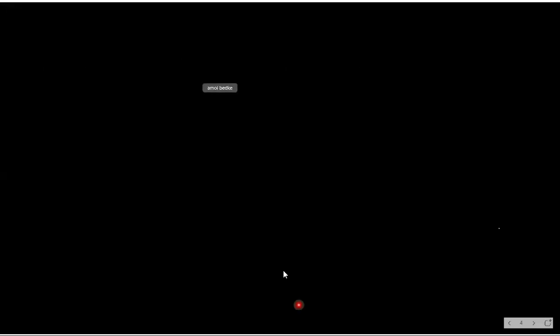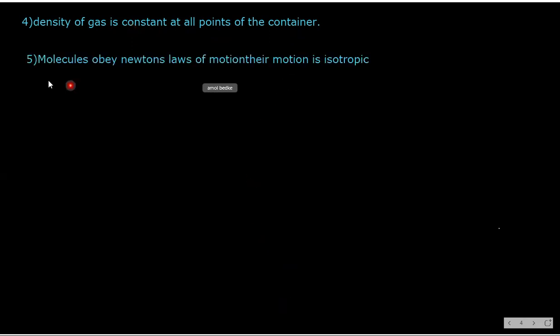So let's see the fourth assumption. Density of gas is constant at all points of the container. Means mass per unit volume is the same everywhere. It is not somewhere more and somewhere less. It is uniform everywhere. Next one. Molecules obey Newton's laws of motion and their motion is isotropic. Isotropic means what? Same in every direction. Okay, it is not going to change with direction.